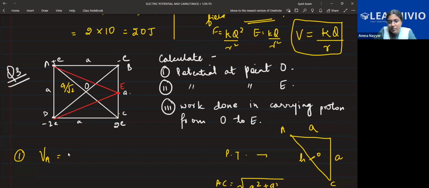A by root 2. Yes, exactly. Very good. Now, instead of Q, we have the charge E divided by the separation from A to O, which is A by root 2. Correct. Aisha, can you tell me VB, the potential due to this B charge at point O?